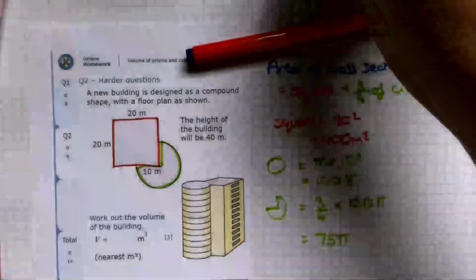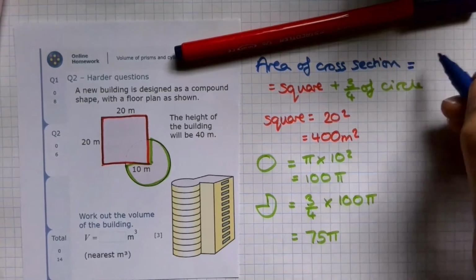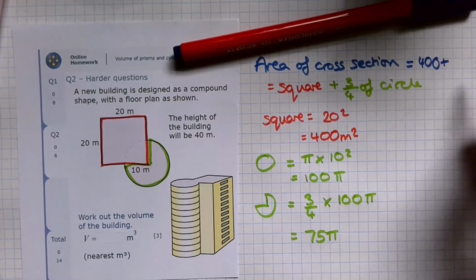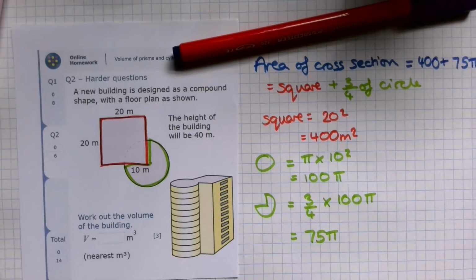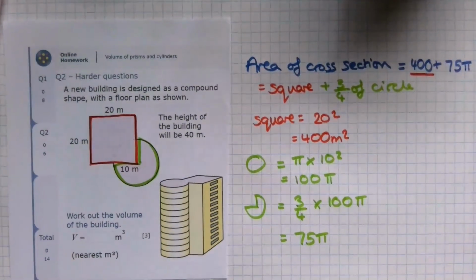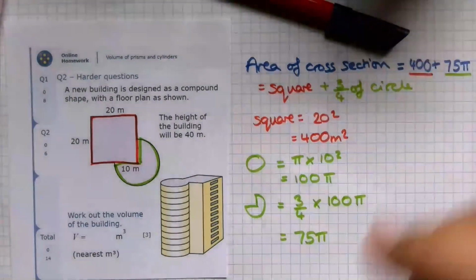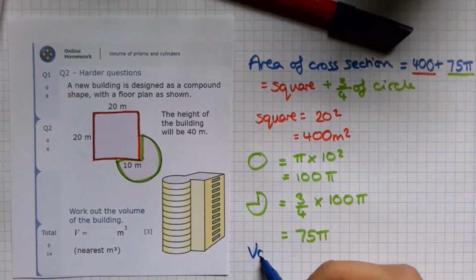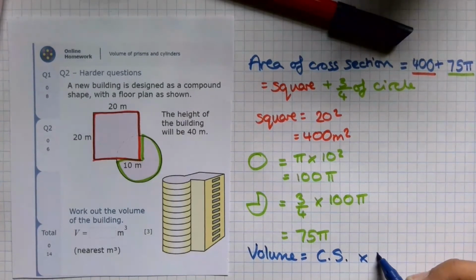So the total area of the cross section is 400 plus 75 pi. I'm not going to put any units there for the moment, but hopefully you can see that this came from the square and this came from the circle. So now we've got the cross section. To find the volume, multiply the area of the cross section by the length, or in this case the height.